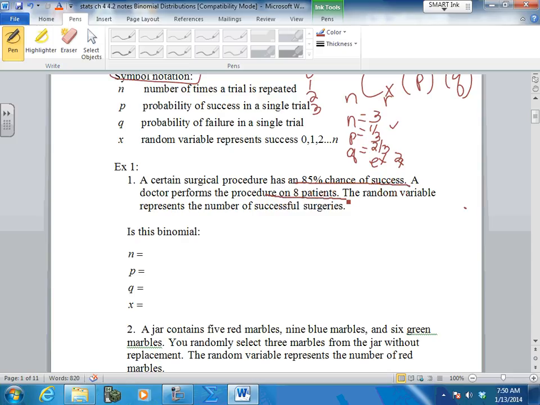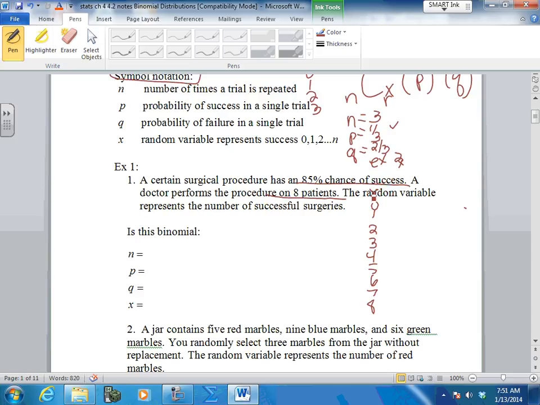And every time he does, he still has an 85% chance of success. It's not going to change. The random variable represents the number of successful surgeries. In other words, out of 8, you could have no successful surgeries, 1, 2, 3, 4, 5, 6, 7, or 8. This is your random variable x. Okay. So, is this binomial?